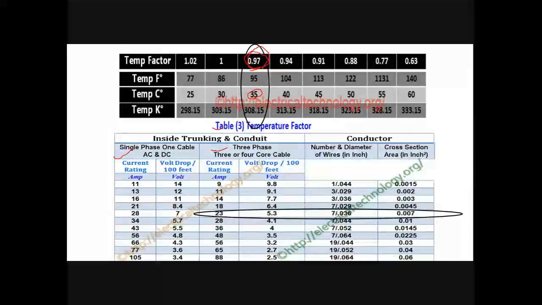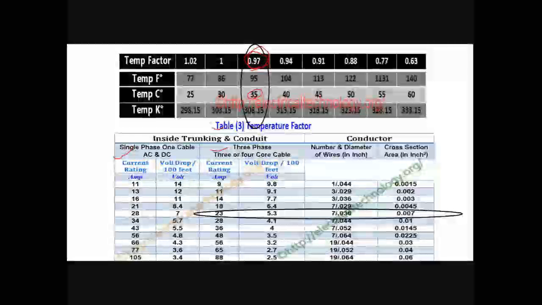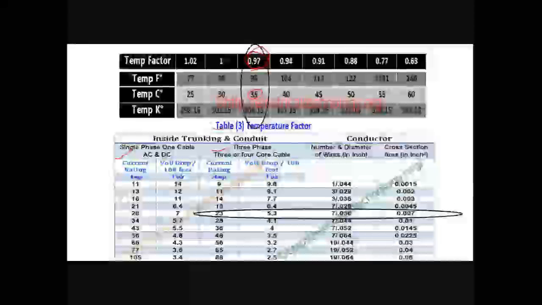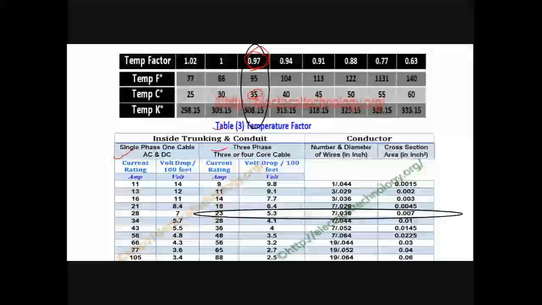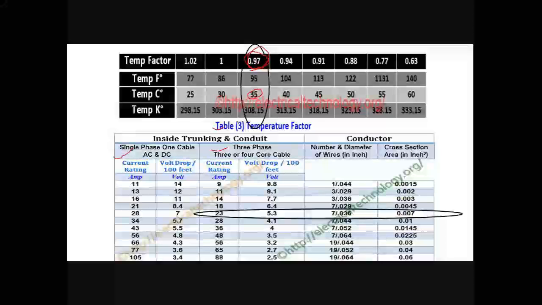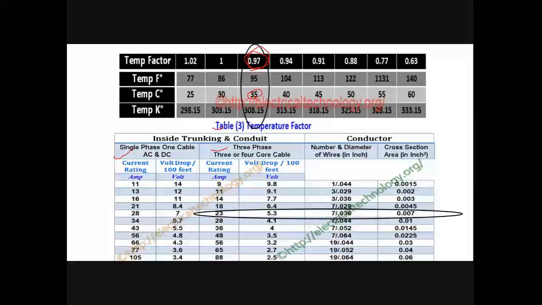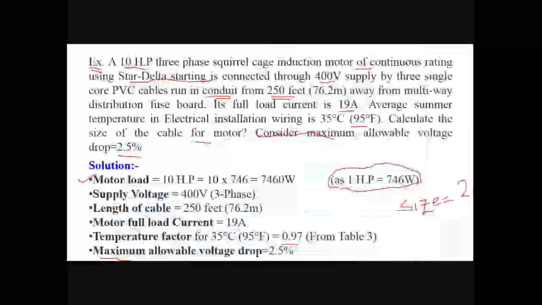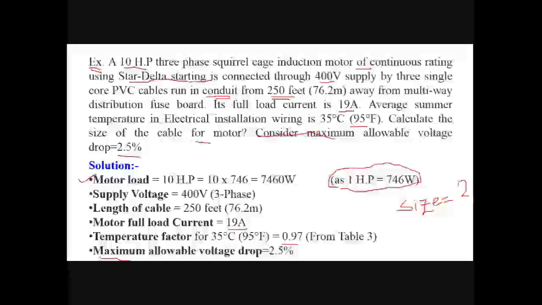They have given the current rating and volt drop per 100 feet, and they have asked for 250 feet. They have also given the corresponding number and diameter of wire in inches and the cross section area in square inches. Now we will go ahead. We can select the size of cable for the full load current of 19 ampere, which they have given directly.